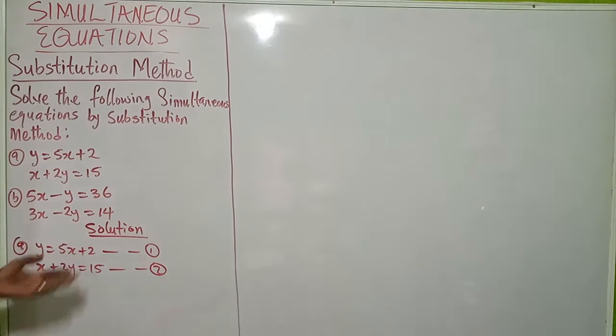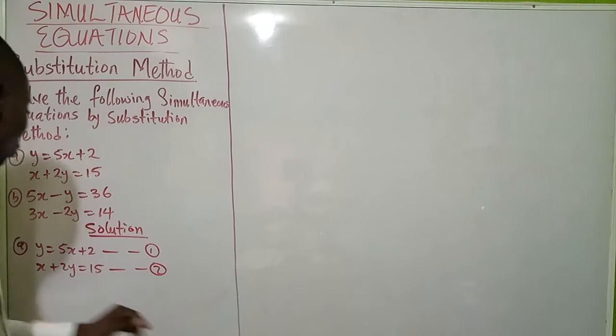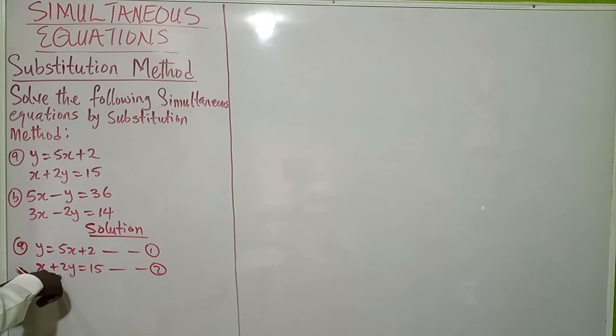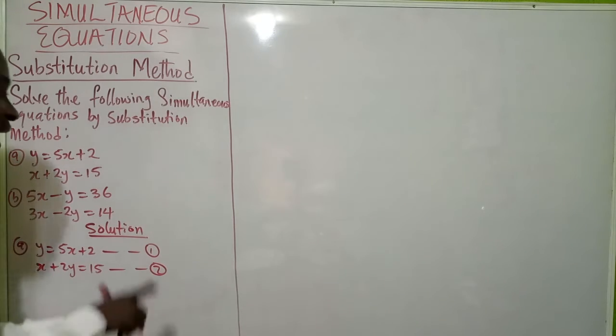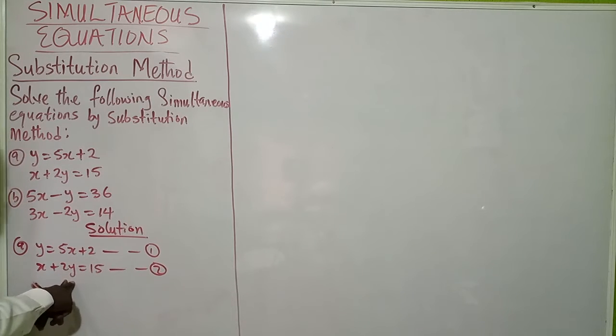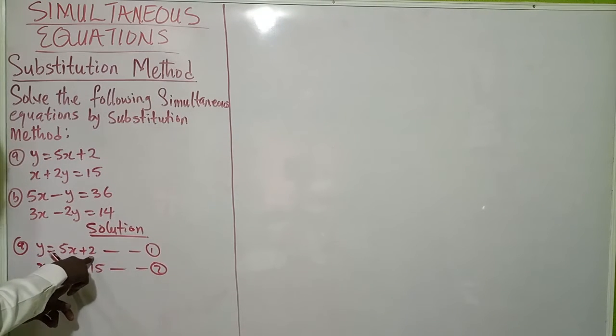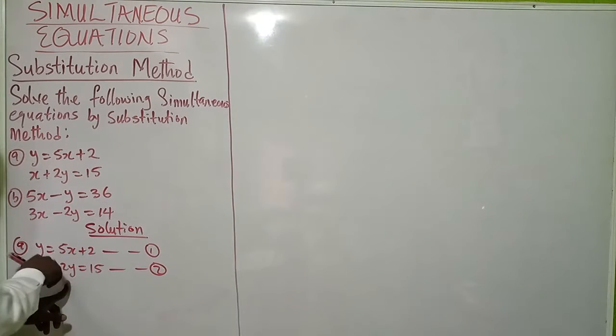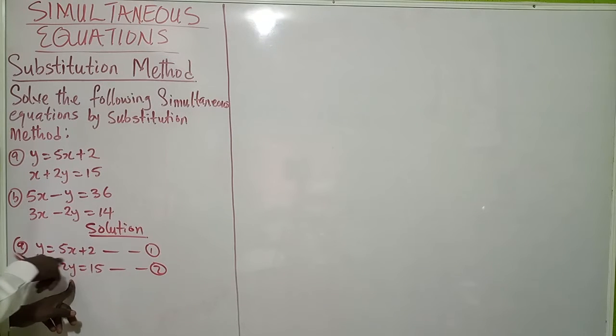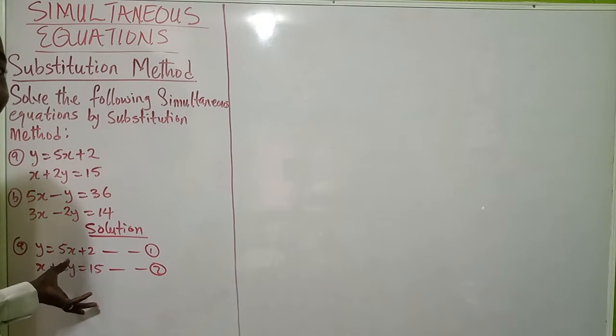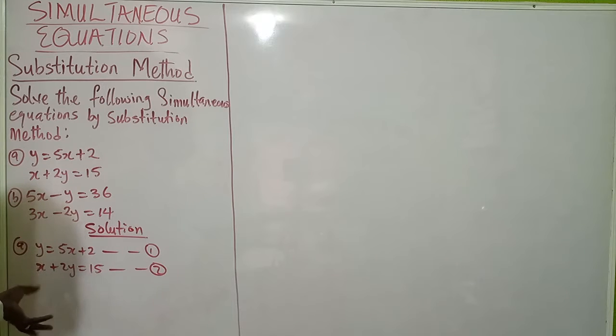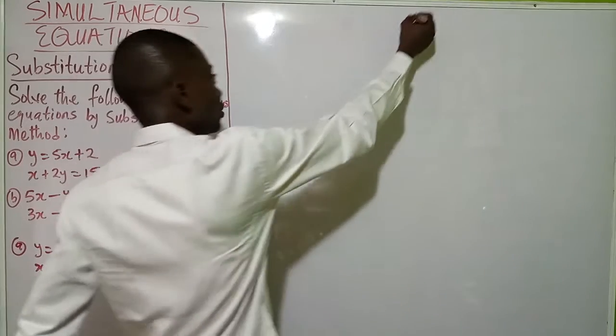For instance, if you look at this question, they've already done that for us. In this first question, y is already made the subject of the formula. So y equals 5x plus 2. All we need to do is to substitute the value of y into equation 2. That means that anywhere in equation 2 that I find y, I'm going to replace it with 5x plus 2, since y equals 5x plus 2. So in this question, they've already made it easy for us. Please watch the video to the end and see something that is different in the second one we are going to answer. So let's complete this now.